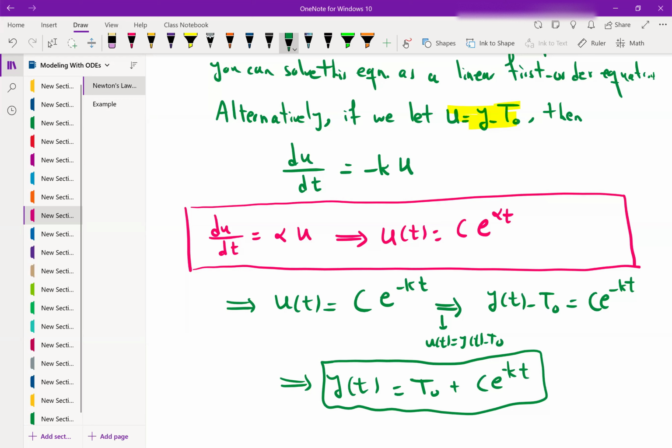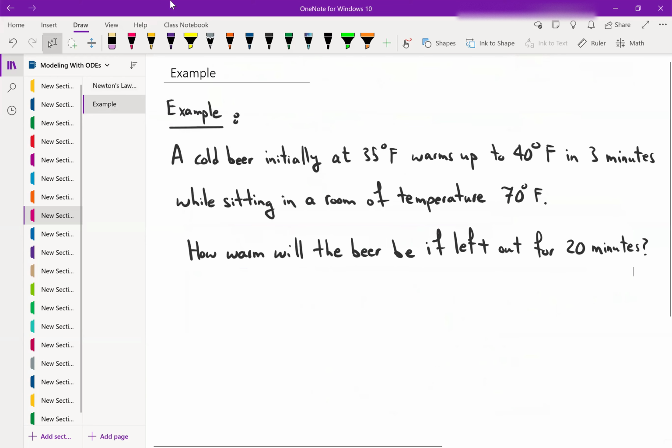So let's solve a simple example, applying this law that we just learned about how the temperature of an object changes in an environment with fixed temperature T naught. Let me go to the next slide. So here is our example. A cold beer, this is a cool example. A cold beer initially at 35 degrees Fahrenheit warms up to 40 degrees Fahrenheit in 3 minutes.